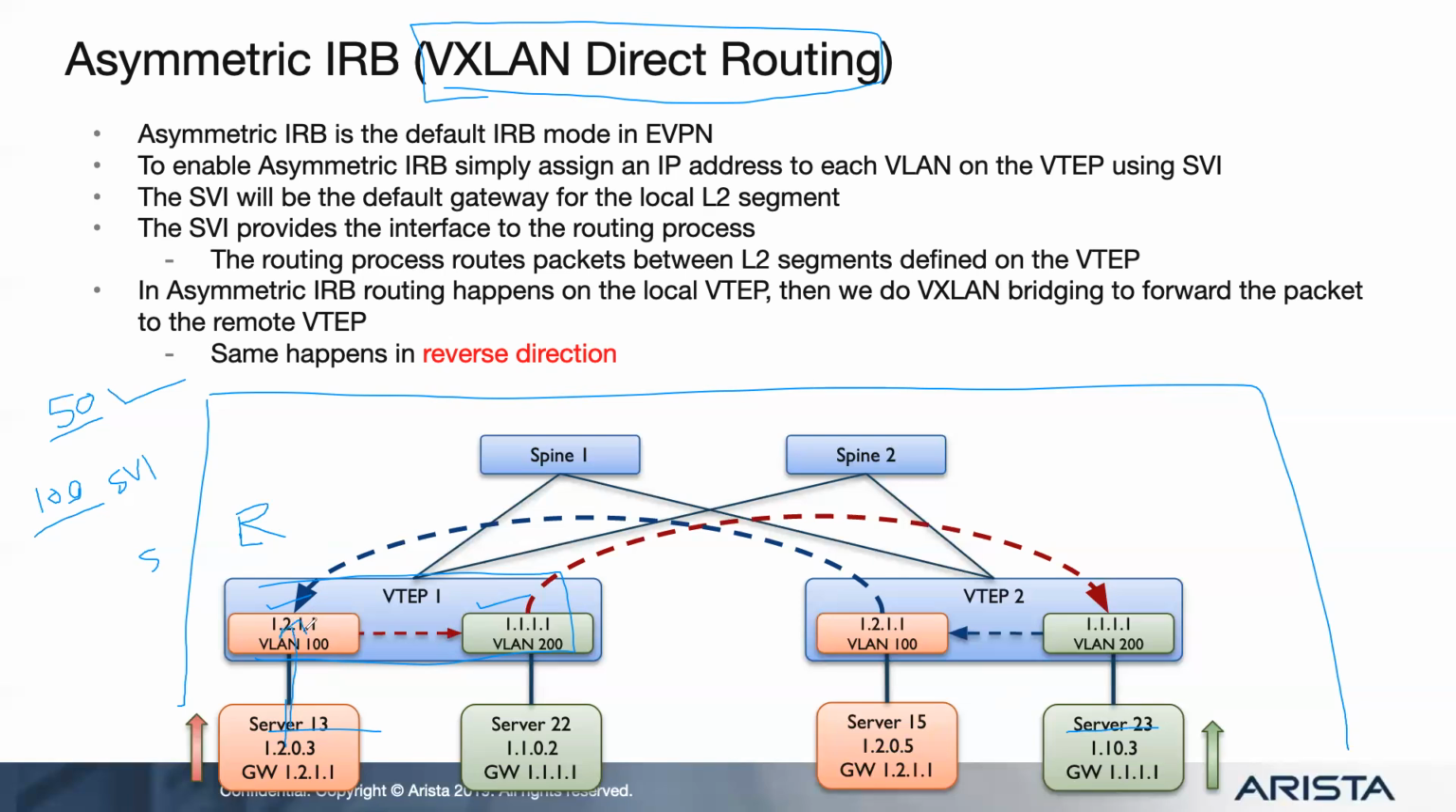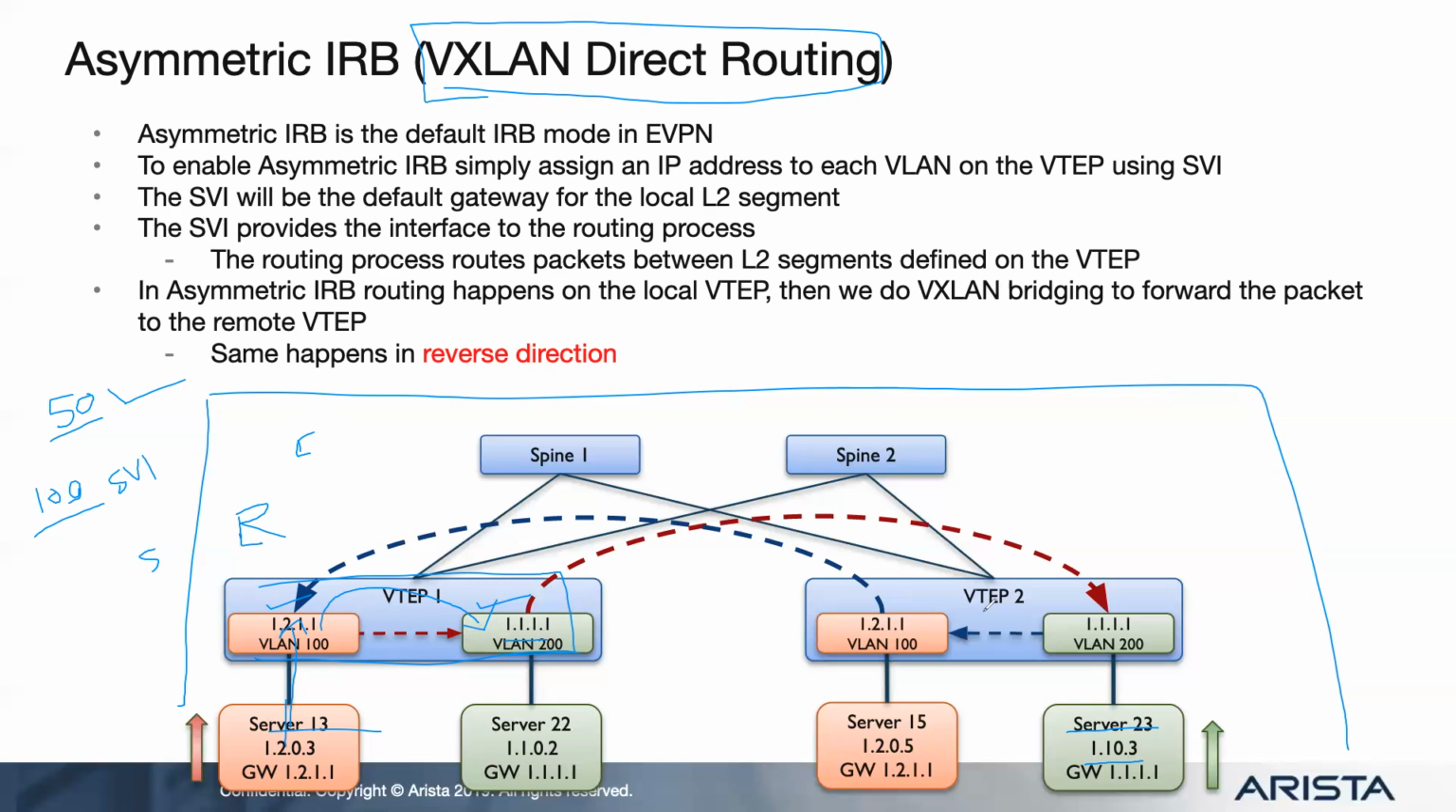So always your first hop VTAP is the gateway, because all our routing VTAPs have SVIs. So it will reach out to the first hop VTAP, the gateway. Then it will check the destination IP, which is 110.3. It will check that the destination IP belongs to another VLAN, VLAN 200, which is directly connected. So it will route the packet from VLAN 100 to 200 internally on the local VTAP itself, the first hop VTAP itself.